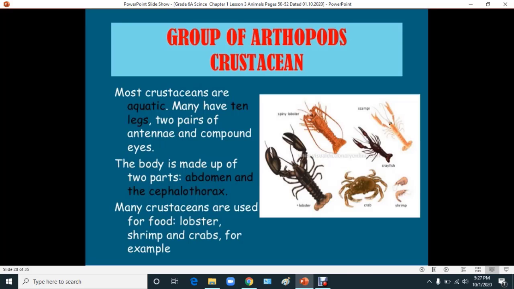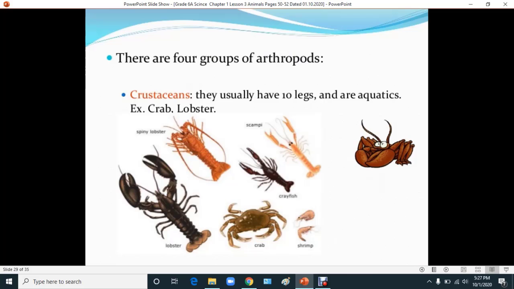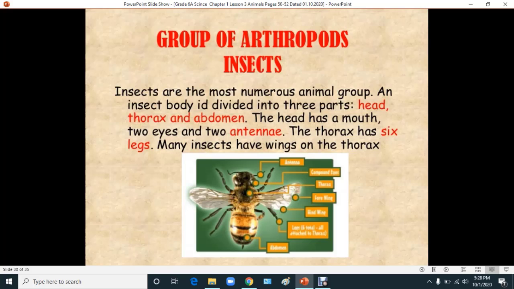Another group of arthropods is Crustacea. Most crustaceans are aquatic. Many have 10 legs, 2 pairs of antennae, and compound eyes. The body is made up of two parts, the abdomen and the cephalothorax. Many crustaceans are used for food. Lobsters, shrimps, and crabs are examples of crustaceans. Here are the examples.